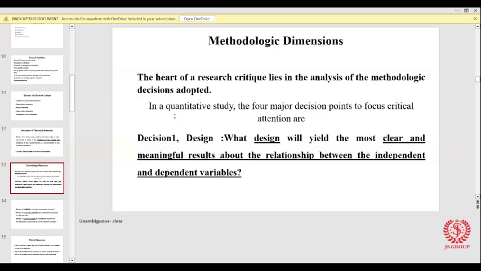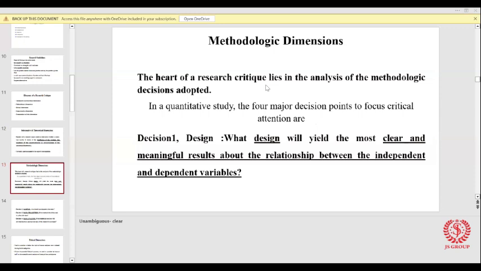Next dimension is the methodological dimension. The methodological dimension is very important for the research critic. We can say it is the heart of the research critic. It lies in the analysis of the methodological decisions. So there are four major decision points the critic can follow. What decisions does he have to follow? First decision, design.